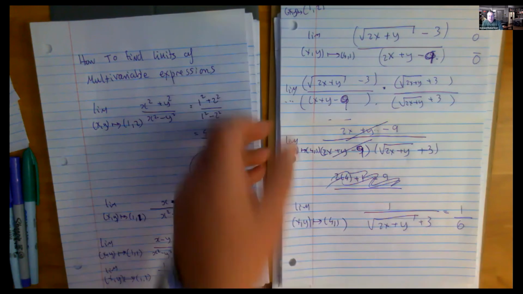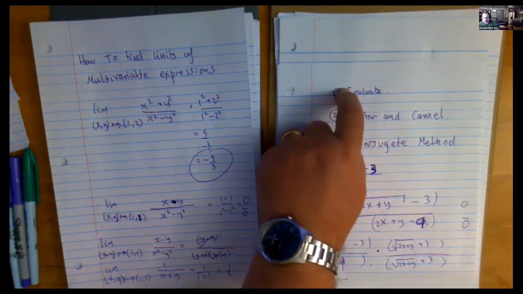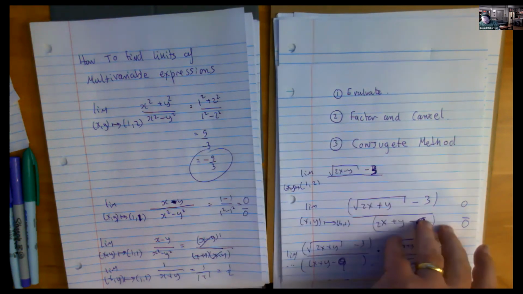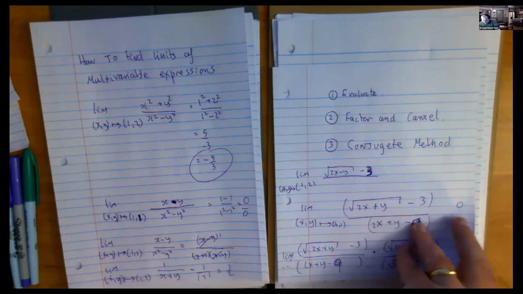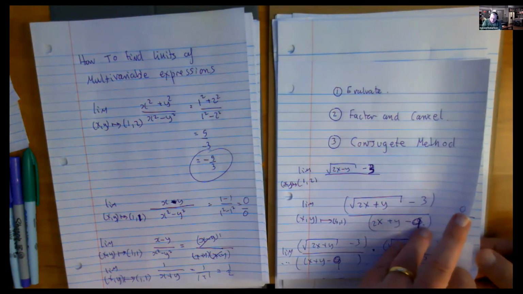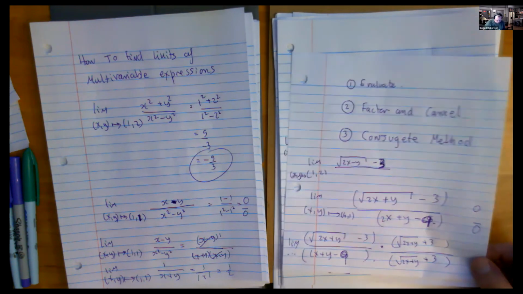So there are three main strategies for evaluating limits. Plug them in and get an answer. Factor and cancel if you can. And if you see some square roots, be on the lookout for the conjugate method. And those are the overlap methods that we got from Calc 1.